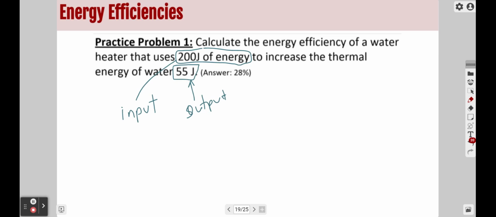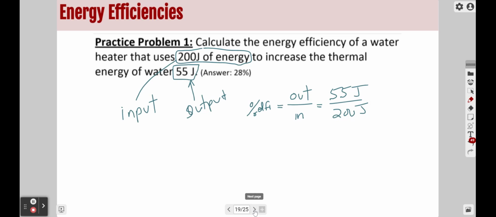Okay, so we're going to take our formula on page 1 of our data booklet, percent efficiency. Efficiency is equal to the output. It's always output over input. So the output is 200. Oh, sorry, my bad. Oops, not 200. You can label it right. Our 55 joules is our output over 200 joules, our input energy.